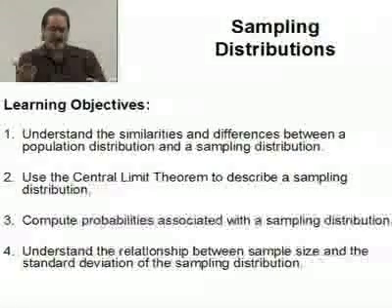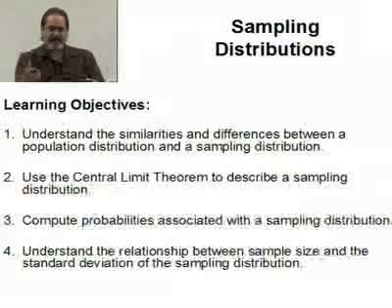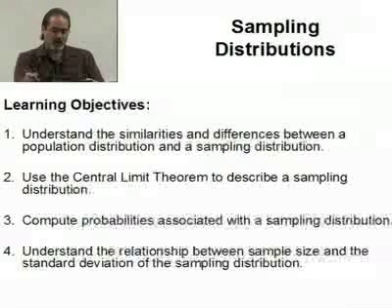We want to be able to understand the similarities and differences between a population distribution and a sampling distribution. We want to use the central limit theorem to describe a sampling distribution. We need to be able to compute the probabilities associated with a sampling distribution and understand the relationship between sample size and the standard deviation of the sampling distribution.